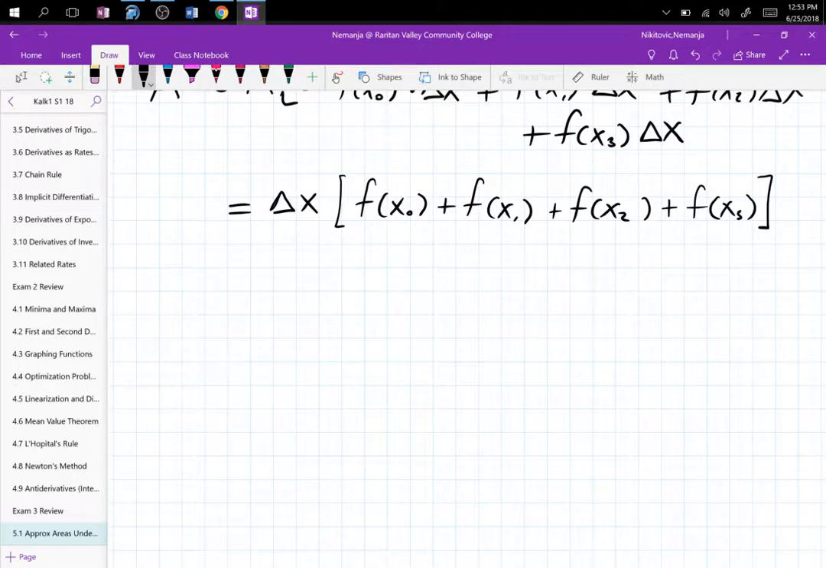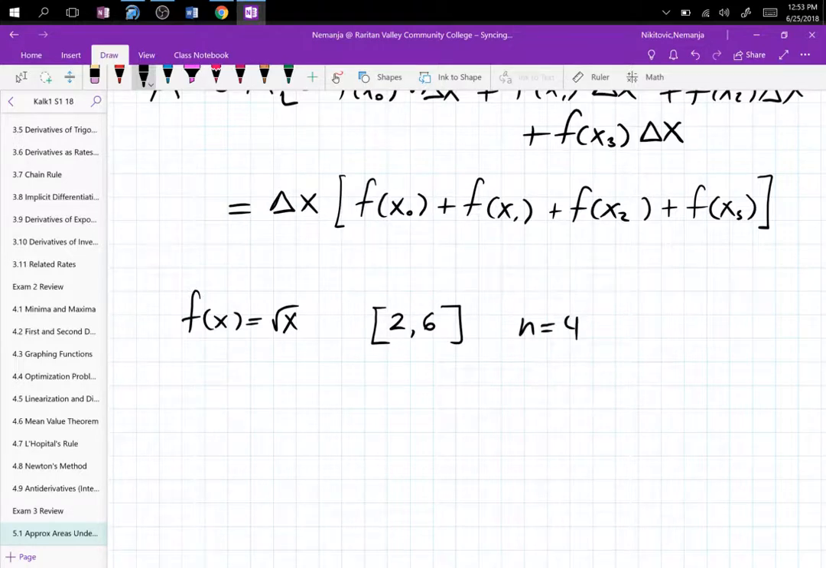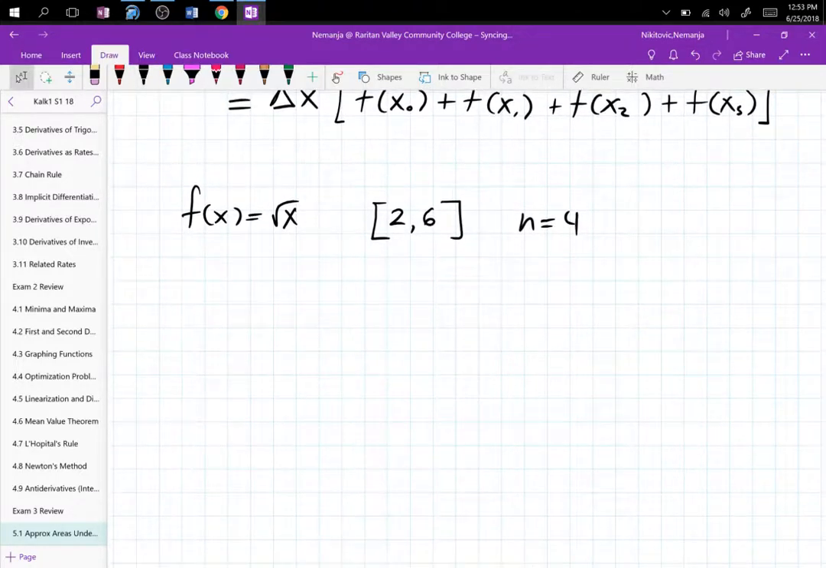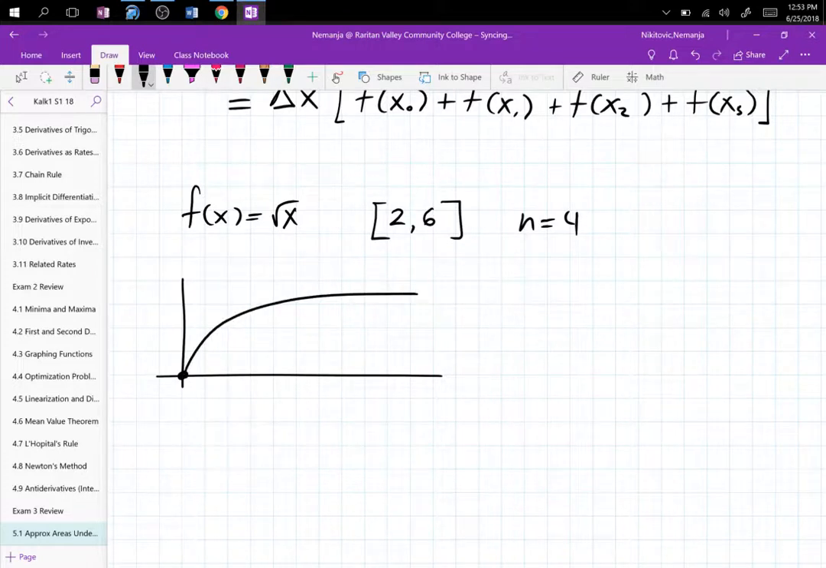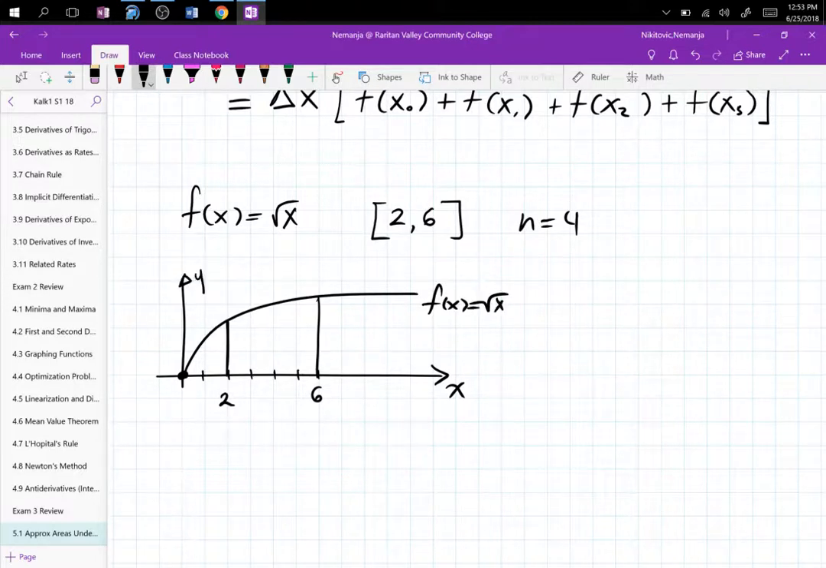How about, let's say f of x is equal to square root of x. We are going to go on the interval 2 to 6 using n equals 4 rectangles. All right, so I want to draw this right away because it's easier if we have the picture. I'm going to use 1, 2, that's 2, 3, 4, 5, 6. So 2 to 6. This is my f of x equals square root of x graph that you must know.